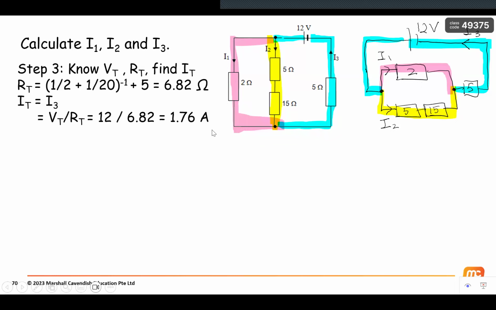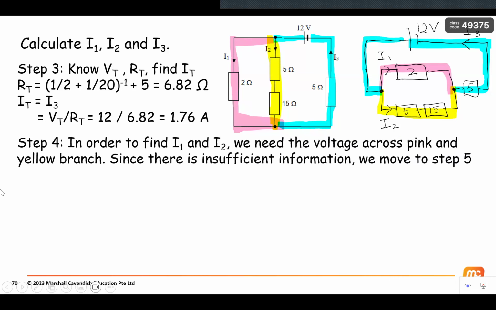Next, I'm done with I3. I need to find I1 and I2 now. To find I1, I need the voltage across the pink one divided by the resistance here. I have the resistance, but I do not have the voltage. Similarly, to find I2, I need the voltage across this yellow branch, which is the same as the pink branch, divided by the total resistance here, which is 20 ohms. But again, I have insufficient information. I don't have V, so I could not move on.